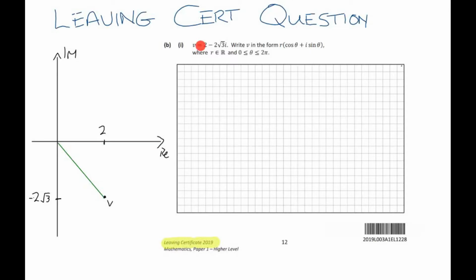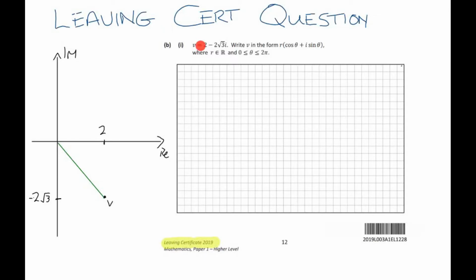So here is a typical Leaving Cert question that we see, and it's actually from the Leaving Cert in 2019, and it's part B, and it works on what we've learned already. So how can you use the skills you've learned to answer a Leaving Cert question? Well, it gives us our Leaving Cert question.